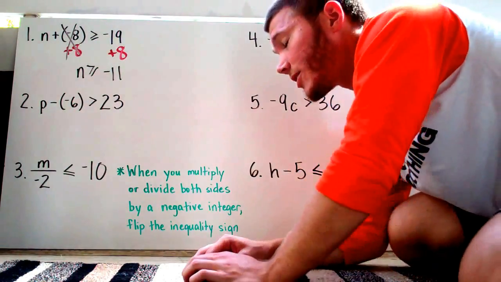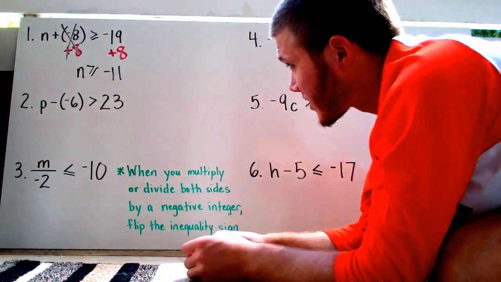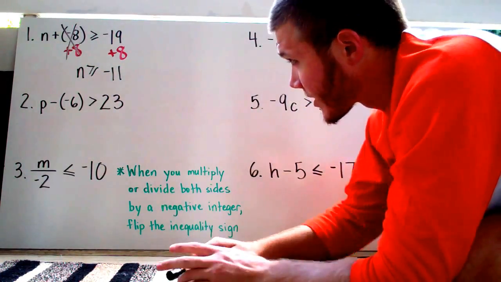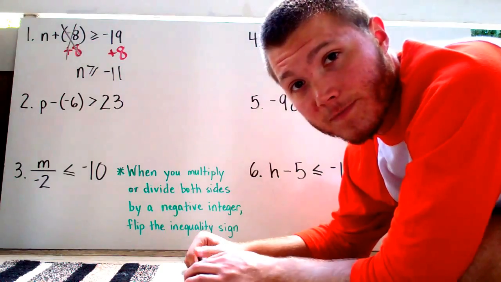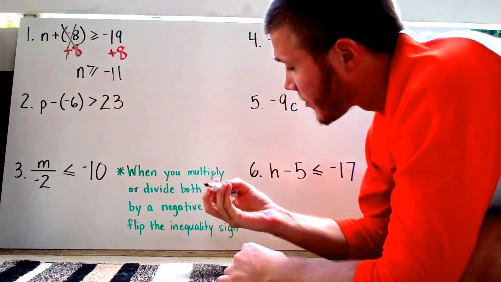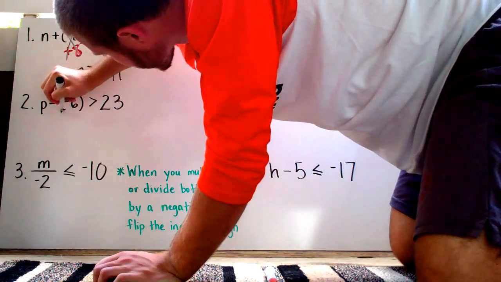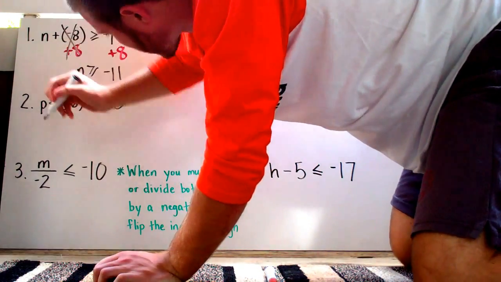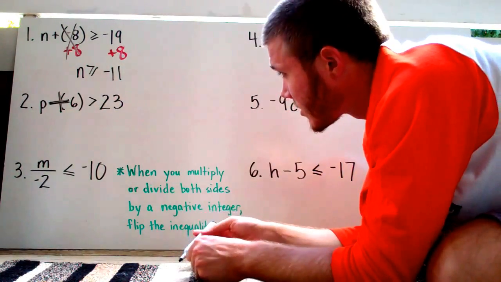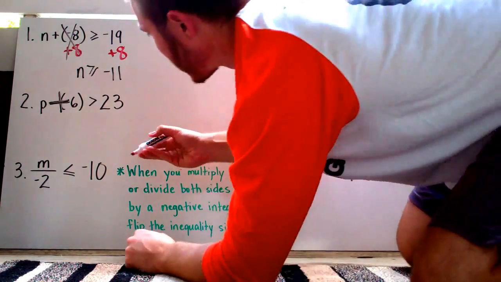P, or sorry, I was going to read that out as a sentence. P minus negative 6 is greater than 23. Alright, well, check it out, class. Look, we have a minus and a negative right next to each other. You know the drill. Whenever you see something like that, you have to combine them and turn that into an addition sign. So now, my inequality reads as P plus 6 is greater than 23. The opposite of plus 6 is minus 6. So I'm going to do that on both sides.